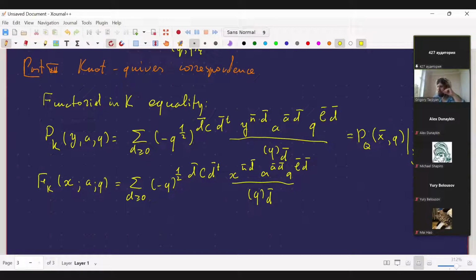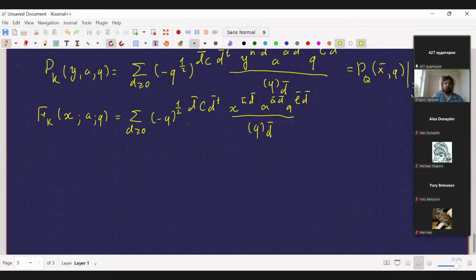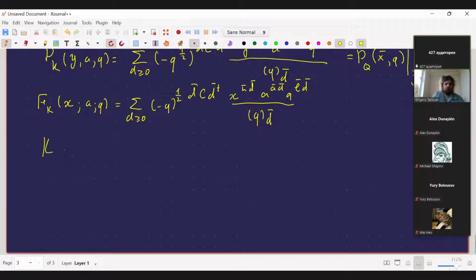Okay. Okay, so as I mentioned before, the correspondence between knots and quivers is not a bijection by any means.